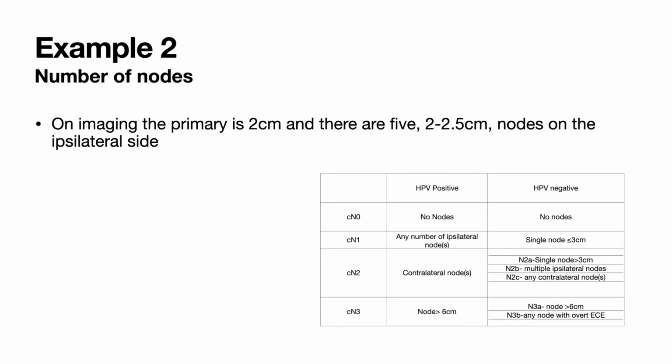So example number 2, on imaging, the primary is 2 centimeters, and there are 5 2.5 centimeter nodes on the ipsilateral side. So for HPV positive, this is a T1, and there are 5 nodes on the ipsilateral side. The number does not matter in the clinical staging, just the laterality. So this is T1, N1 again. And for HPV negative disease, since there are multiple ipsilateral nodes, this is going to be an N2B disease.